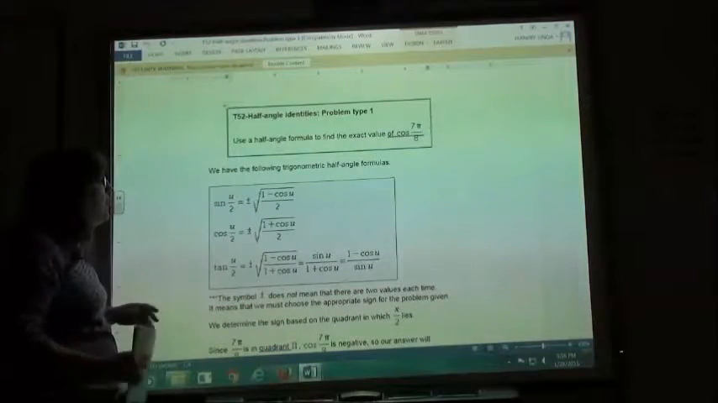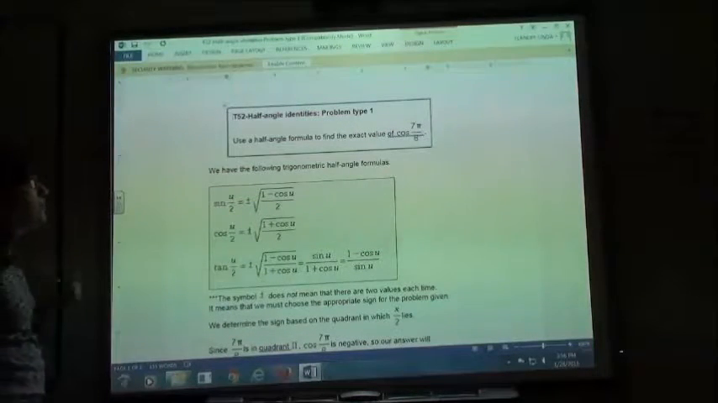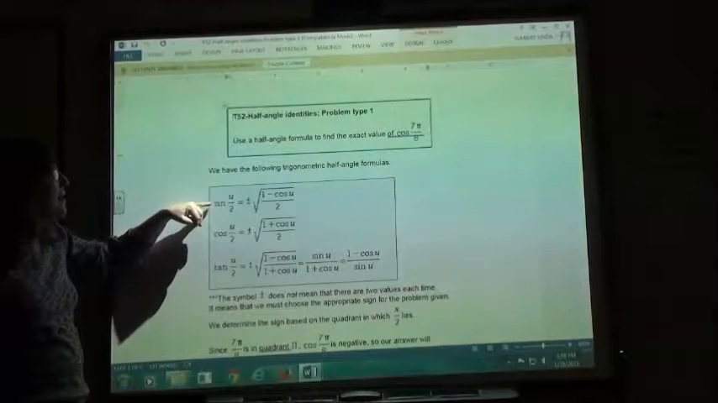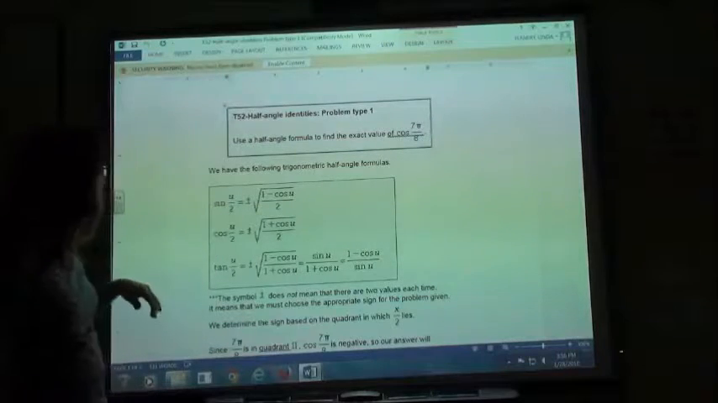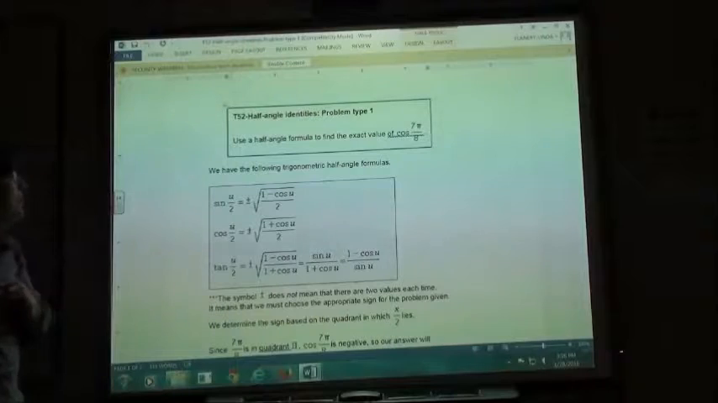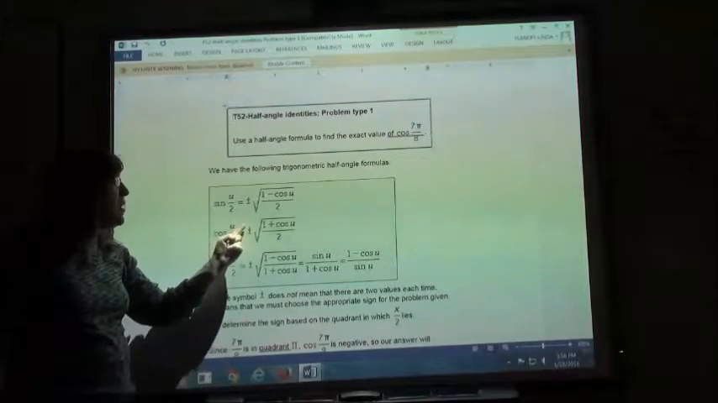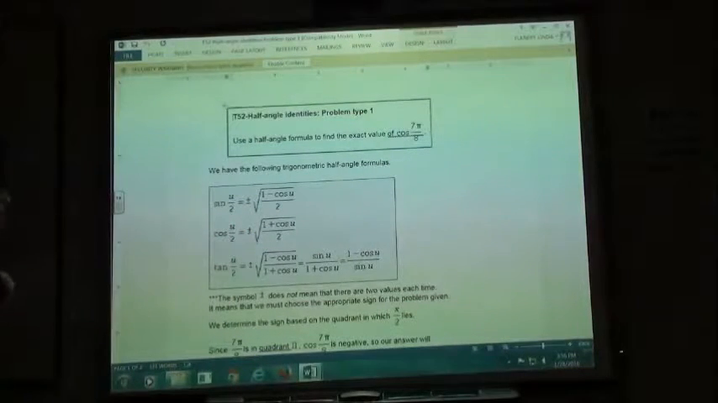First one, sine of u over 2 is plus or minus the square root of 1 minus the cosine of u over 2. The plus or minus depends on which quadrant you're in. Sine is positive in quadrant 1 and 2, and negative in quadrant 3 and 4. Cosine of u over 2 is plus or minus the square root of 1 plus the cosine of u over 2. Again, depending on which quadrant you're in.